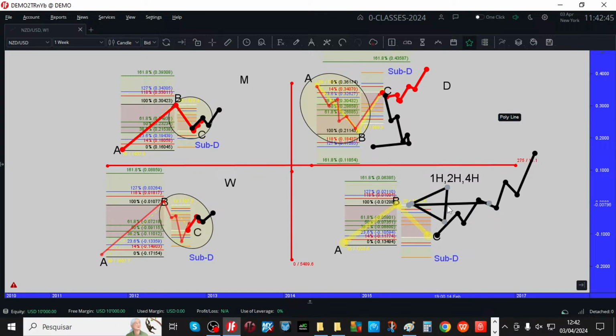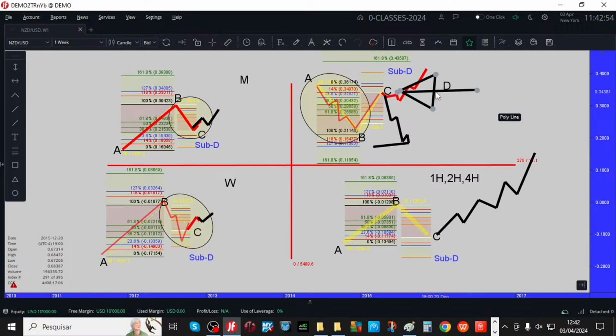Question: should you risk less or should you risk more? Because here it's a confirmed C. What's the answer? Let's see if we are learning, everybody. Should you risk less or should you risk more? There is no right or wrong.